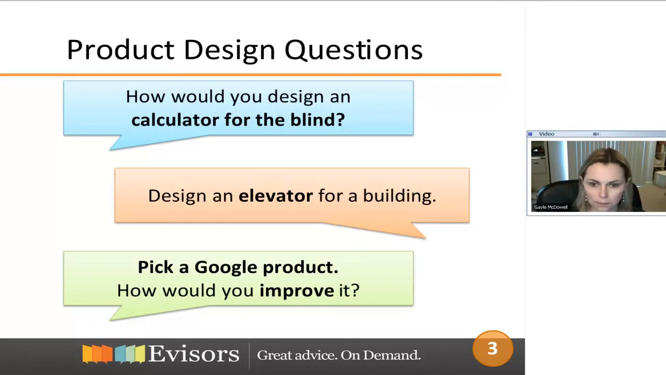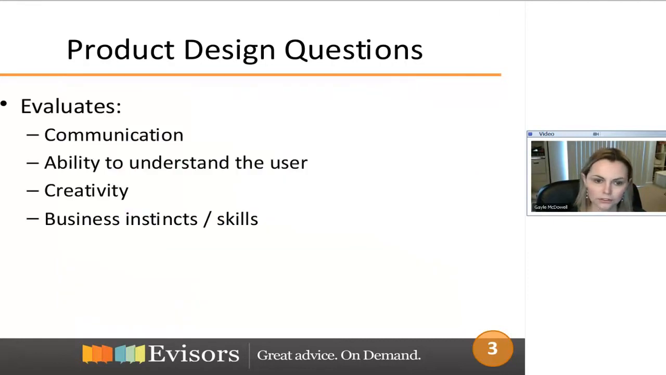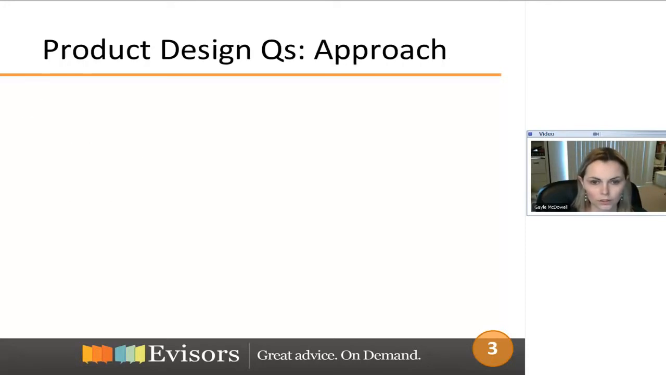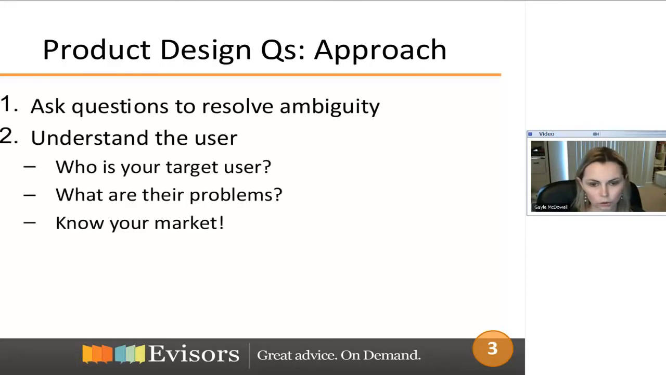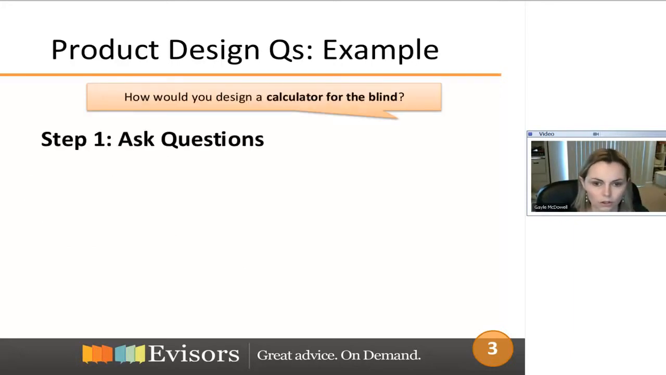The third type is product design. What are really popular, particularly at Microsoft, are things like how would you design blank for the blind or blank for the deaf? These are designed to test communication skills, your ability to understand the user, creativity, and the business instincts and skills. A common approach is ask questions, understand who the user is, structure the problem, and then you go and actually design it. Let me show you what this means, because the asking questions part is particularly important.